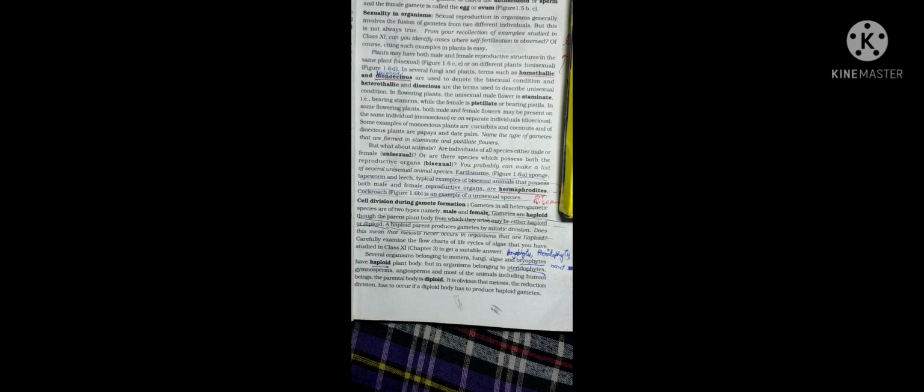Name the type of gametes that are formed in staminate and pistillate flowers. What about animals? Are individuals of a species either male or female, unisexual, or are there species which possess both the reproductive organs, bisexual? You probably can make a list of several unisexual animal species.